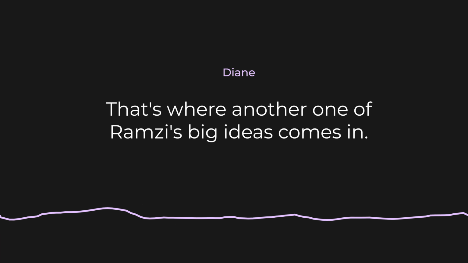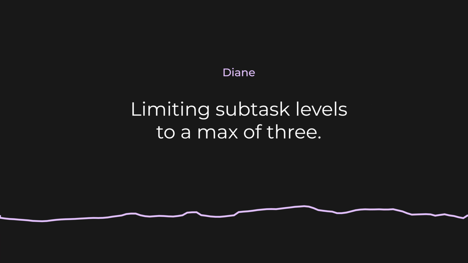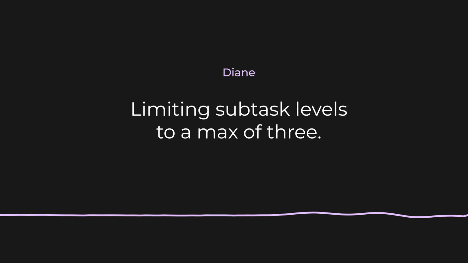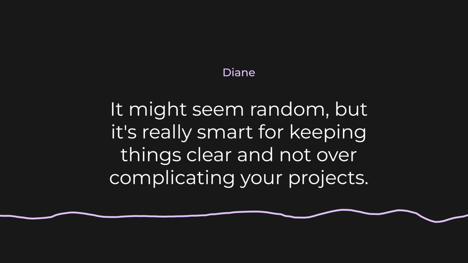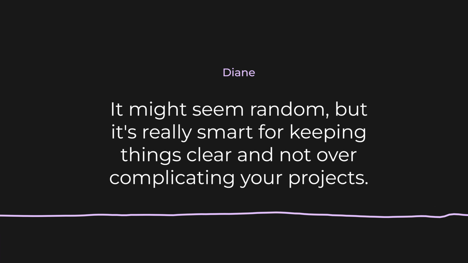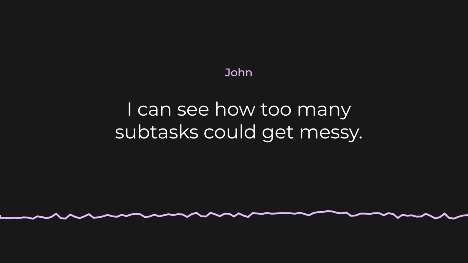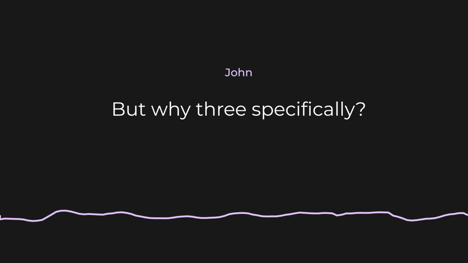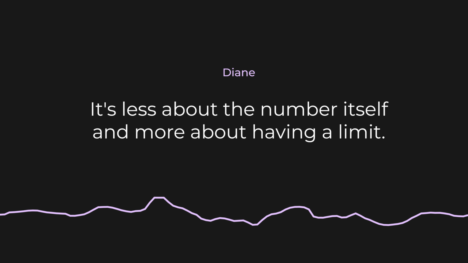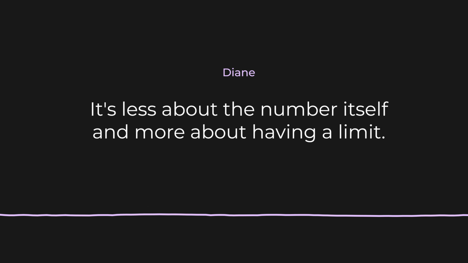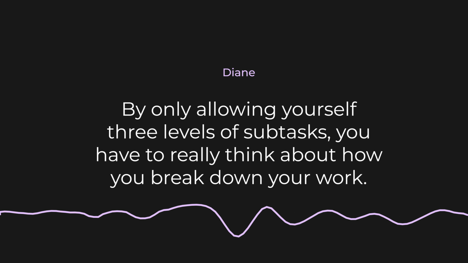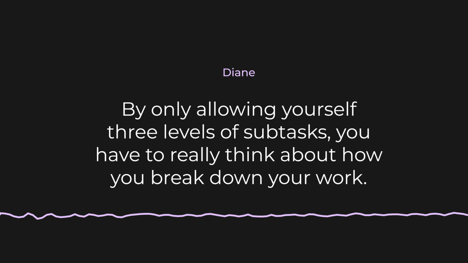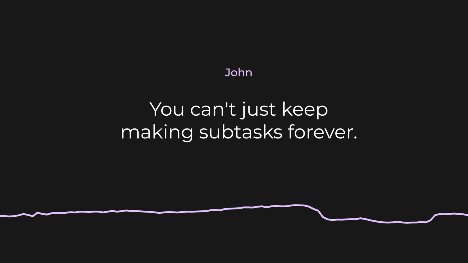That's where another one of Ramzi's big ideas comes in, limiting subtask levels to a max of 3. 3, why 3? It might seem random, but it's really smart for keeping things clear and not overcomplicating your projects. I can see how too many subtasks could get messy, but why 3 specifically? It's less about the number itself and more about having a limit. Okay. By only allowing yourself 3 levels of subtasks, you have to really think about how you break down your work. You can't just keep making subtasks forever.